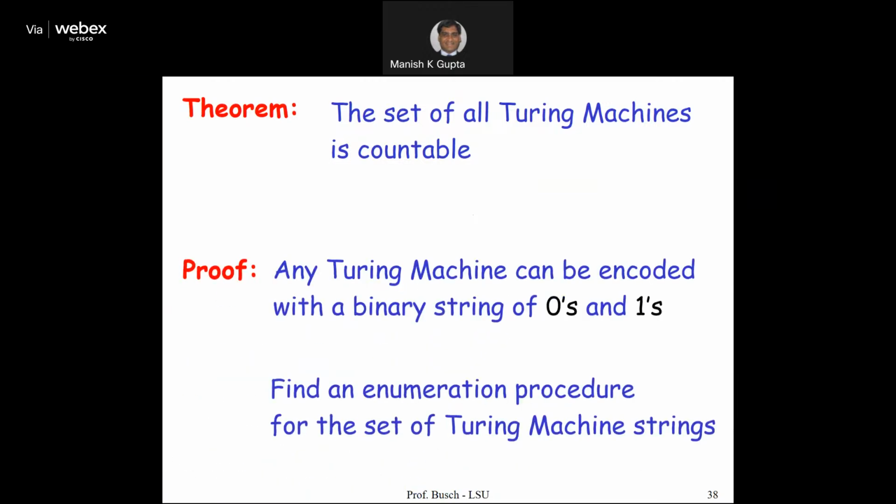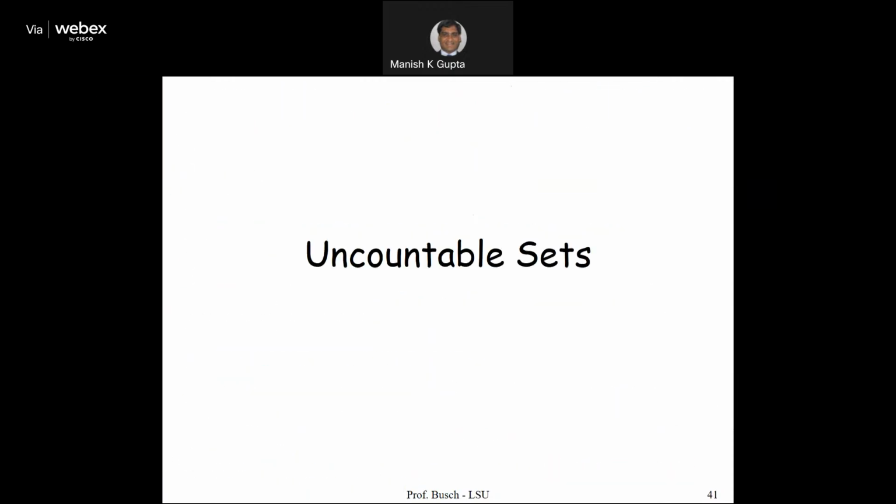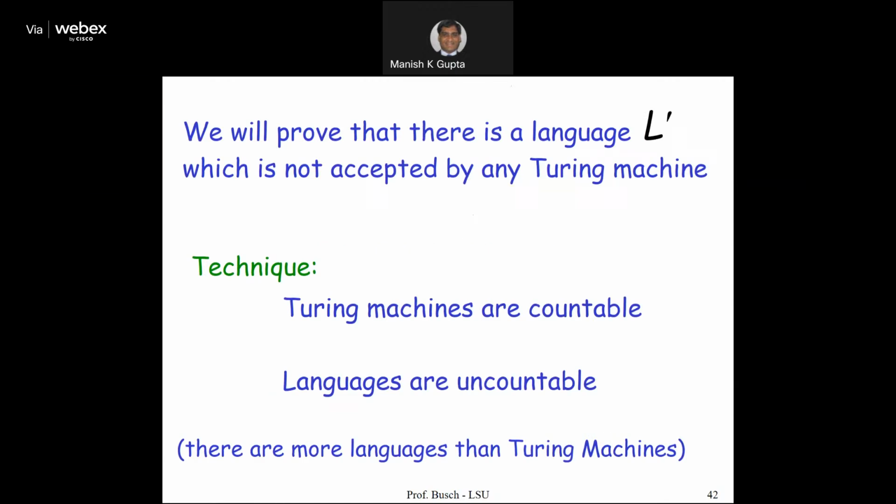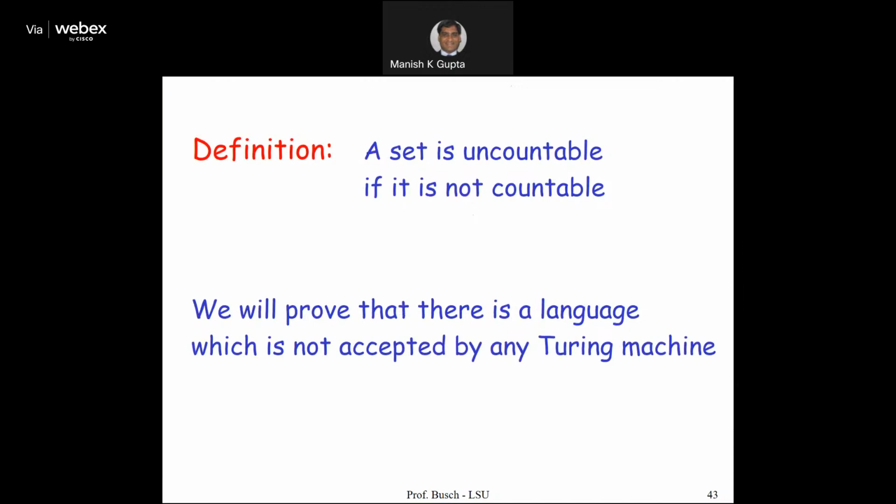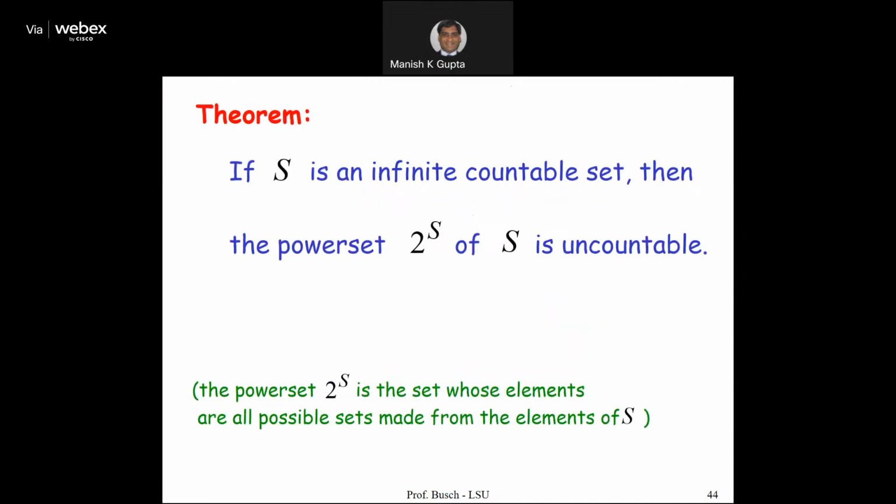Next, I'm going to talk about uncountable sets. We'll prove that there is a language L' which is not accepted by any Turing machine. The technique is that Turing machines are countable and languages are uncountable, and that is the key difference. Only the last part is left. If S is an infinite countable set, its power set is uncountable. A set is uncountable if it is not countable, right? So essentially, I'm going to show you this result.